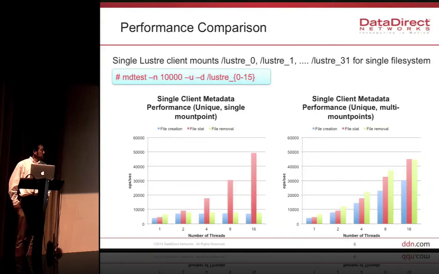You can see on the right side, when the number of threads is increased, the file creation and file removal operations scale as well as the stat operation. This is only for test use, but it is very helpful, so we can generate the metadata requests from a single client.